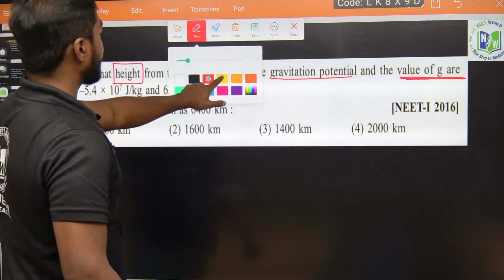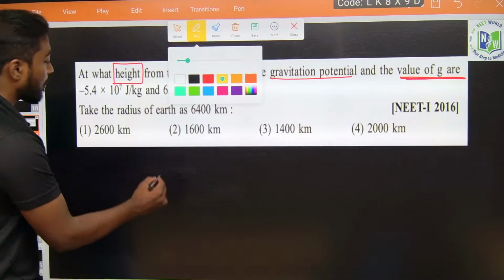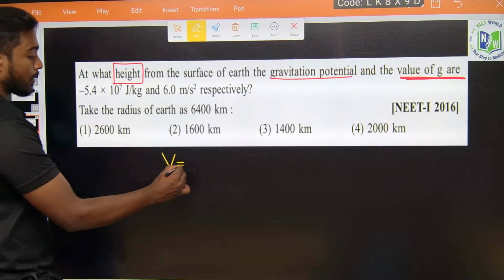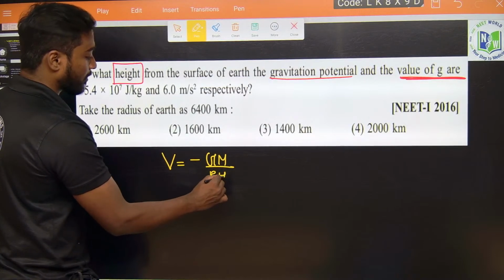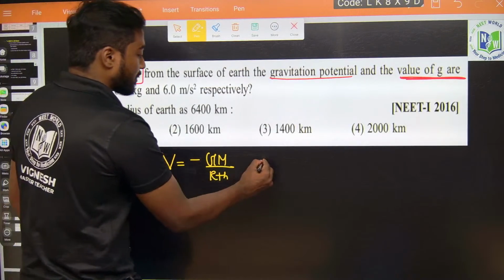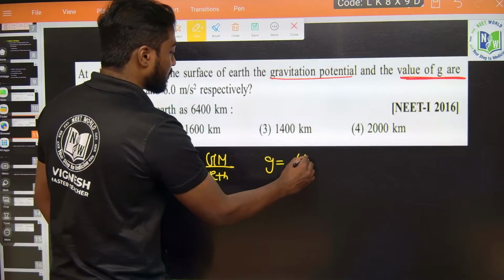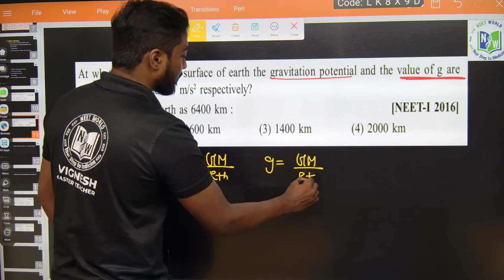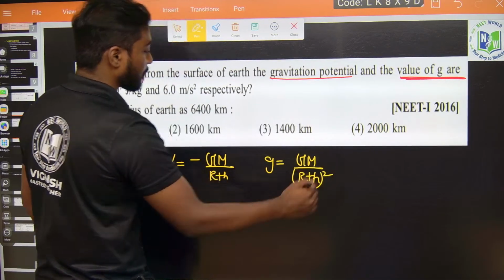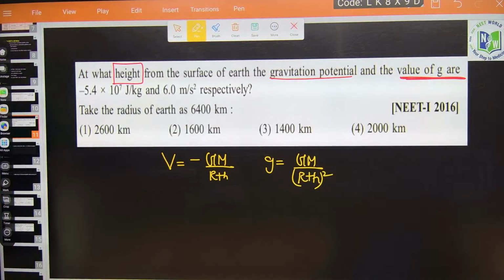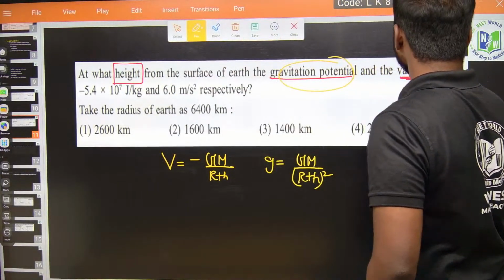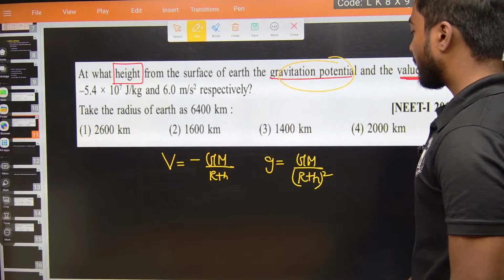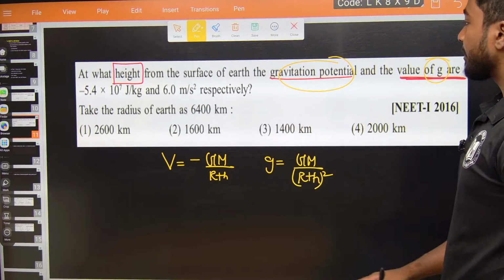I'll write the formula here, you can take a note of that. V will be equal to minus GM by R plus H, and g will be equal to GM by R plus H the whole square. These are the two equations for the potential as well as the gravitation. From these two equations I need to find the height.